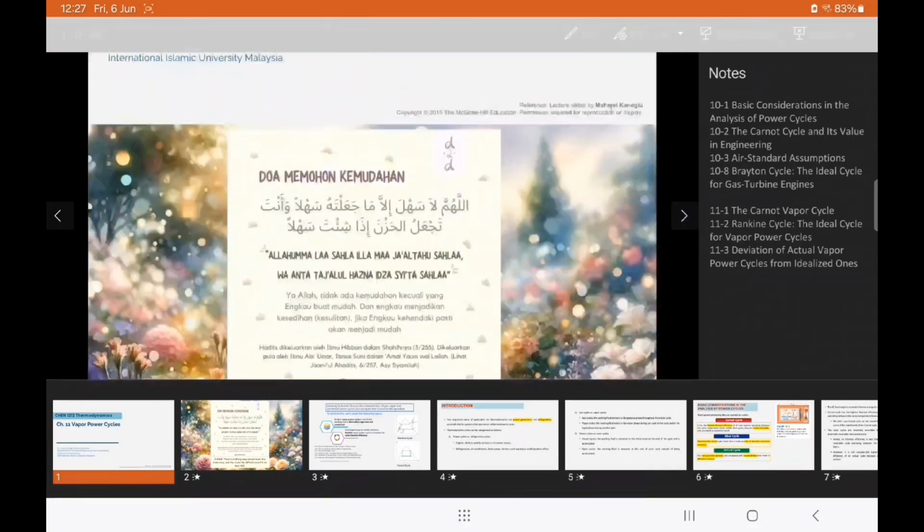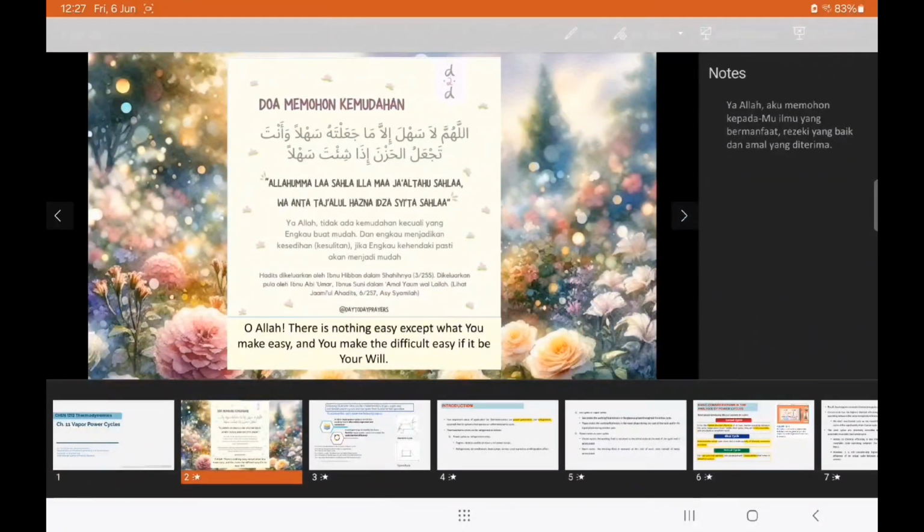Okay, let's start with a simple dua. Allahumma la sahla illa ma ja'altahu sahlan wa anta taj'alu huzna iza syi'ta sahla. Oh Allah, there is nothing easy except what you make easy, and you make the difficult easy if it be your will.